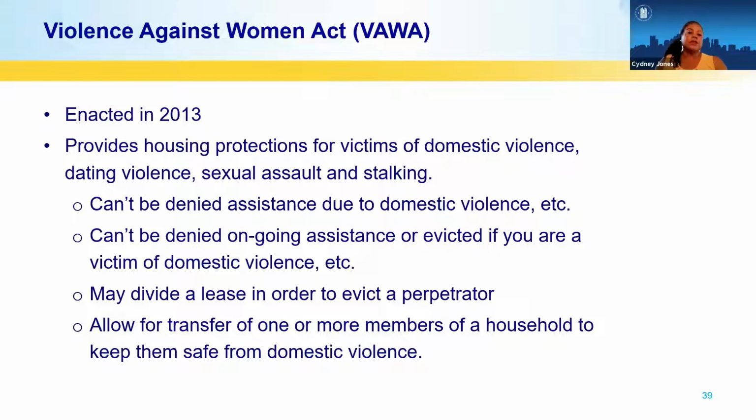violence. So some of the things that have to be in the ACOP is an emergency transfer plan. We also have to state that the family can't be denied assistance due to domestic violence. They can't be denied assistance if they were evicted due to domestic violence. The policies under VAWA allow us to bifurcate or divide a lease in order to evict a perpetrator. And they also allow for the transfer of one or more members of the household to keep them safe if they are a victim of domestic violence.